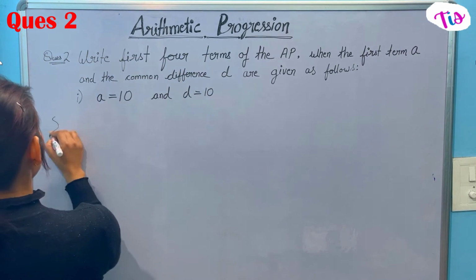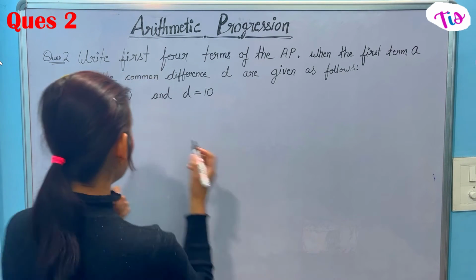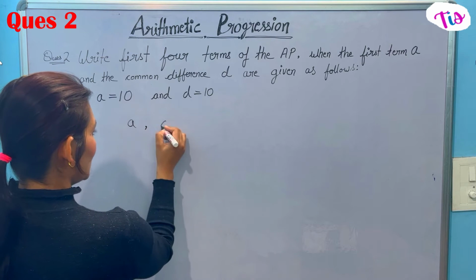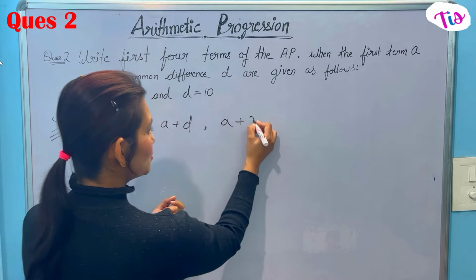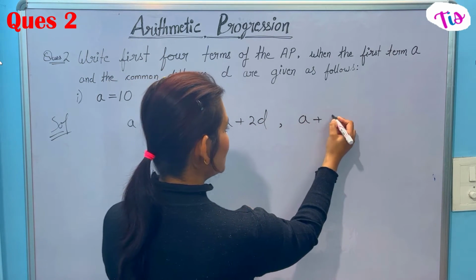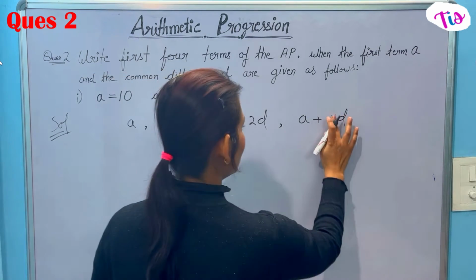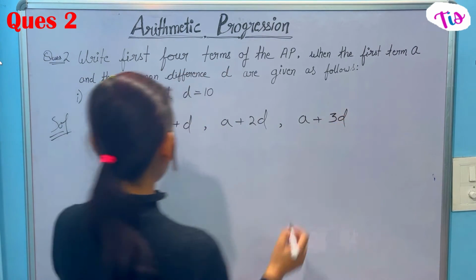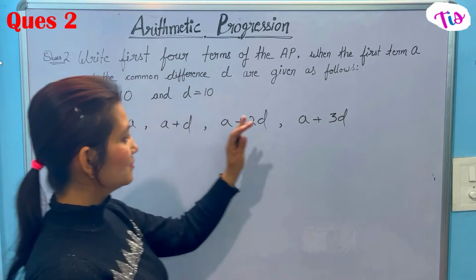So let's solve it. What are the first 4 terms of an AP? The first term is A, the second term is A plus D, the third term is A plus 2D, and the fourth term would be A plus 3D. So these are the first term, second term, third term and fourth term.